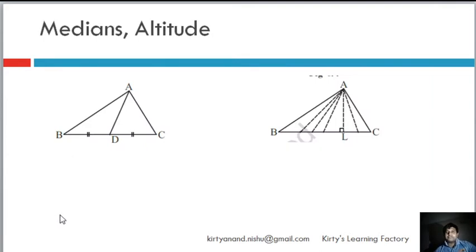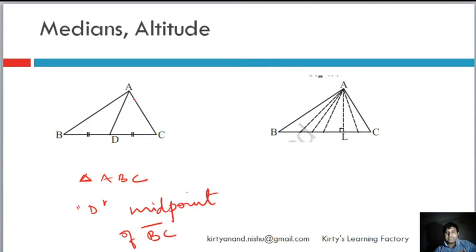Now let's get into median and altitude. Once again, fairly simple concepts. So first we will start off with the median. Now here I have taken a triangle ABC, and point D is the midpoint of side BC.